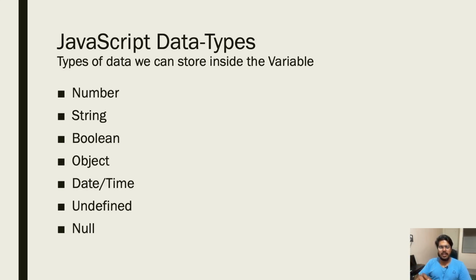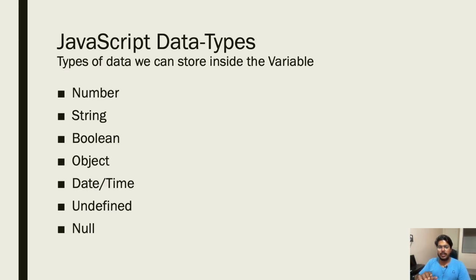Object is nothing but a group of other data types. Suppose we have a number of people, it is a key value pair, so the number of people will be stored as a number, and it can also store a string, a boolean, or even another object inside our object. So we can store multiple things inside our object. Next comes the date and time data type. Suppose whenever the user logs in, we have to stamp it in our variable, so we can store it in the form of a date and time format.